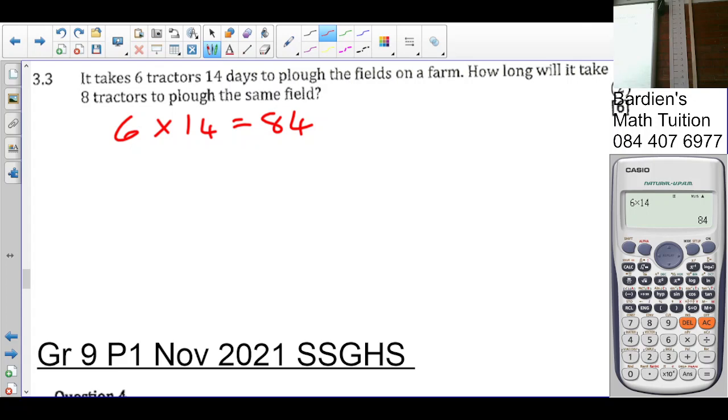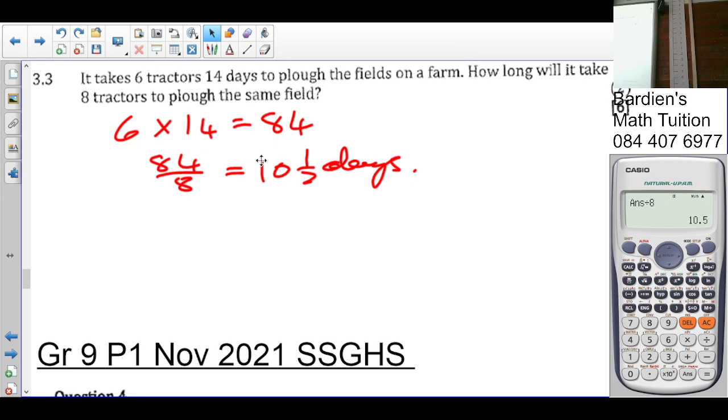Okay? But I want to know 8 tractors. So 84 divided by 8 gives me 10.5. So it's 10 and a half days. Is this an example of direct or indirect proportion? As the one increases, the other decreases. The more tractors you use, the fewer the days. So as the number of tractors increases, the days decrease. So this is an example of indirect proportion.